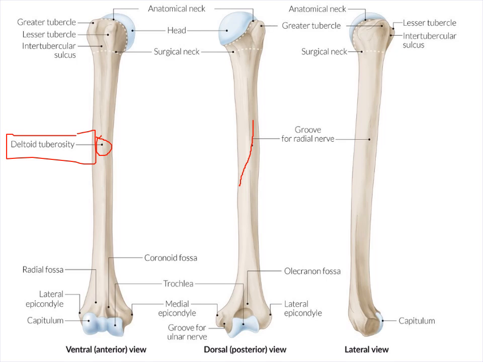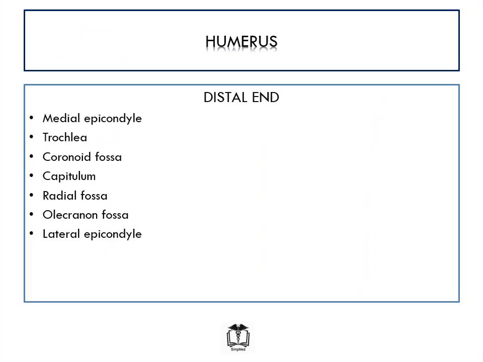There's another name for it. And that groove is found at the back of the humerus. It's found at the posterior surface of the shaft. And that groove is related to the radial nerve and the profunda brachii artery. Deltoid tuberosity, like I said, is related to the deltoid muscle.